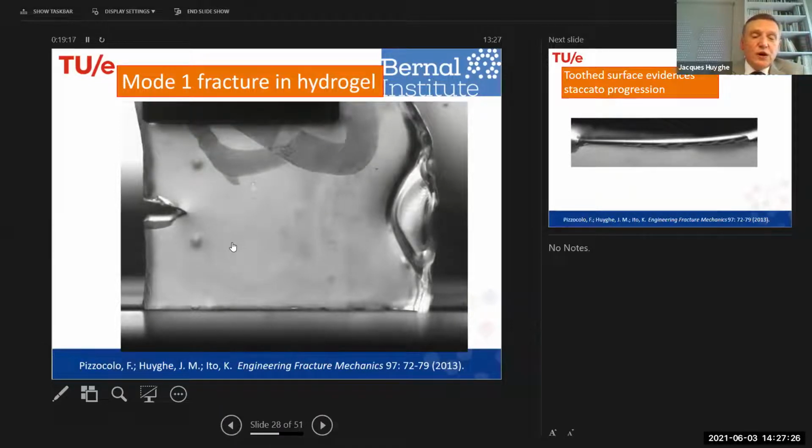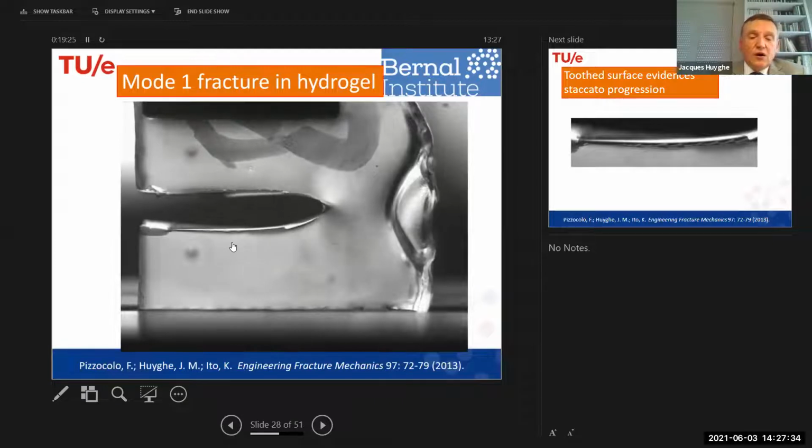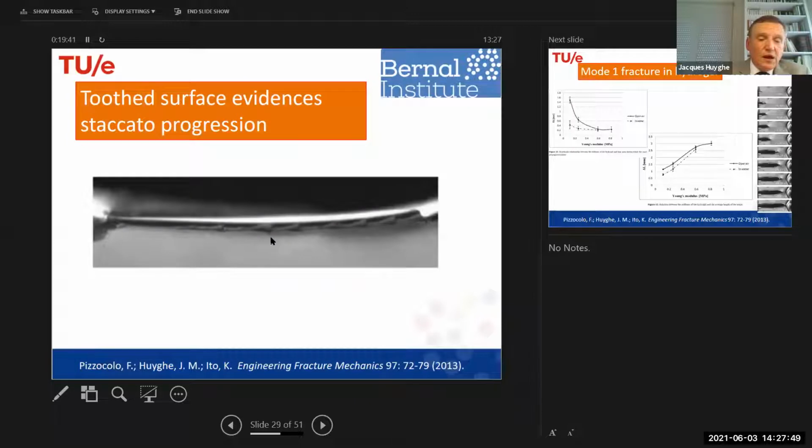So you see it growing, and what is interesting to note here is that the crack is not expanding in a continuous fashion, but more in a stepwise fashion. And you see it also on the surface of the gel afterwards, that there are typically teeth developing, and you can see it even better here on this other slide, where you see many teeth one after the other.